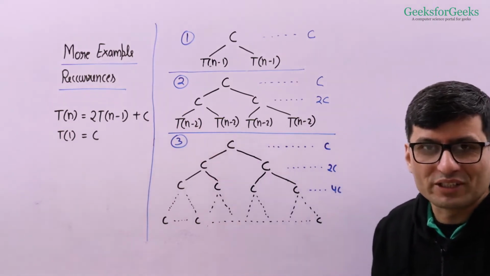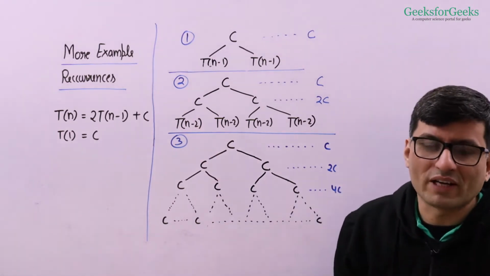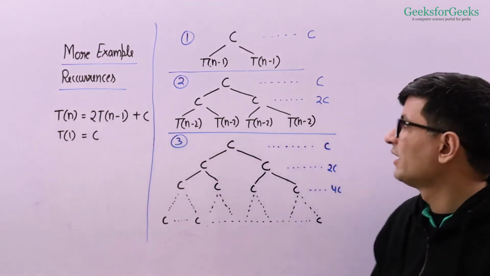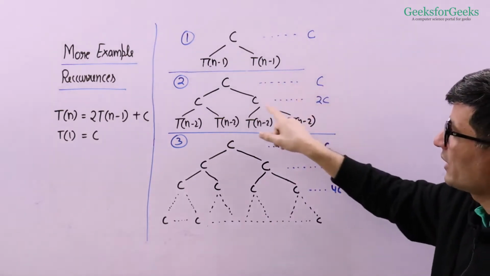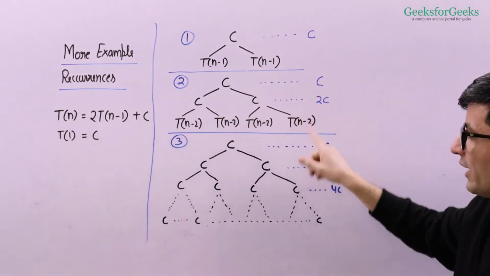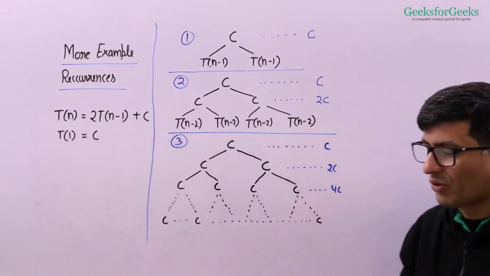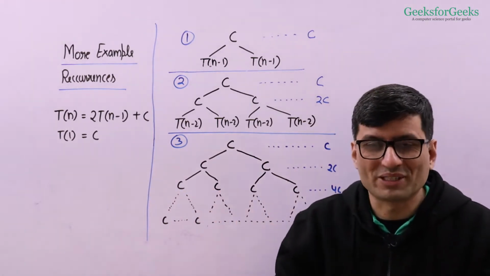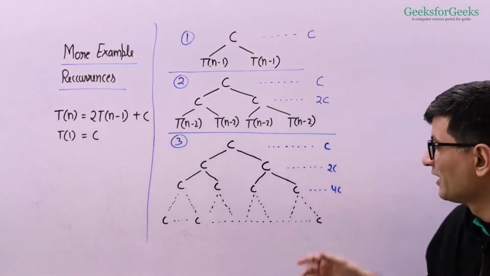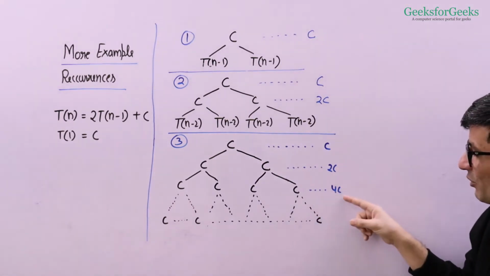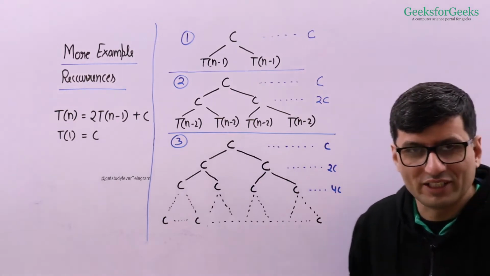And while we are doing this, we keep checking what are the values of work done at every level. At this level, we are doing C work. At this level, we are doing 2C work. At the next level, we are going to do 4C work, right? So we don't need to break it further because you must have guessed the pattern now. It's C work, it's 2C, then 4C, and at the next level you are going to have 8C.